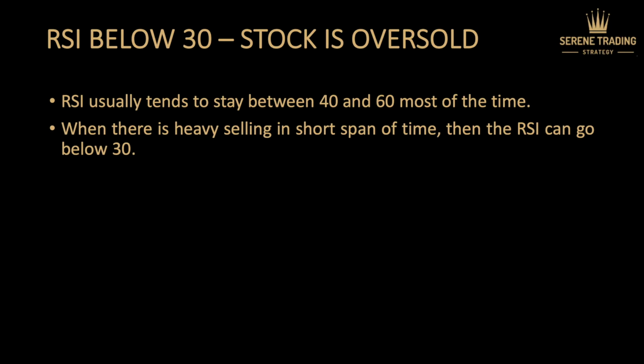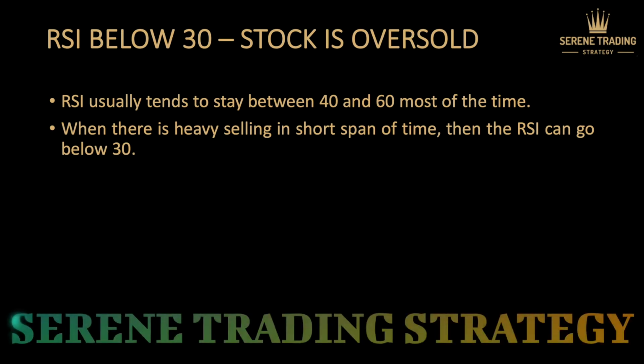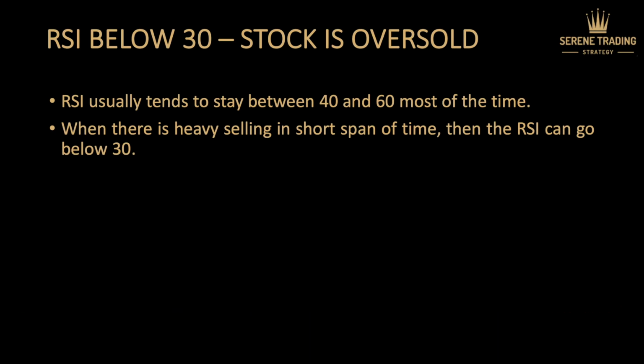RSI is a relative strength indicator, and this indicator has a value between 0 and 100. Any values towards the zero side, meaning anything less than 40 or especially less than 30, is considered an oversold condition. What that means is that there has been a lot of recent selling in the stock. When the value of RSI is above 70, that implies an overbought condition, which means there has been a lot of buying in the stock. Usually RSI will stay between 40 and 60 most of the time, which indicates neither an oversold nor an overbought condition, but a neutral condition where some buying is happening and some selling is also happening.